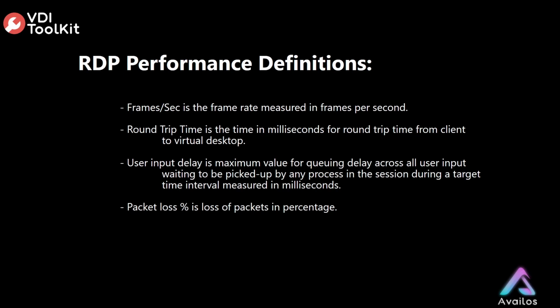User input delay is the maximum value for queuing delay across all user input waiting to be picked up by any process in the session during a target time interval measured in milliseconds. Packet loss percentage is the loss of packets in percentage.